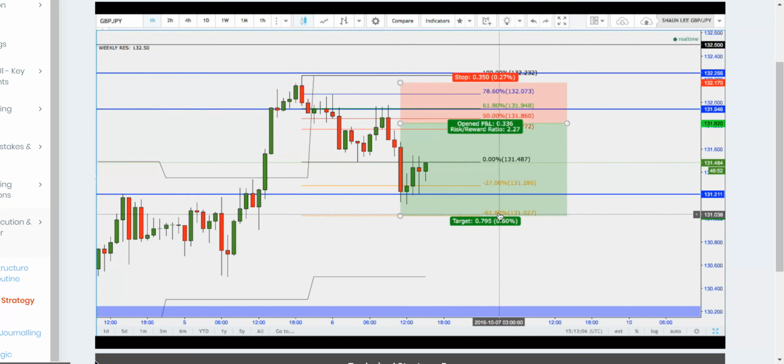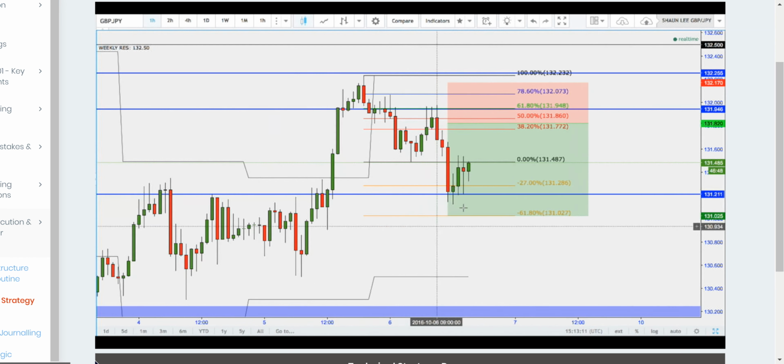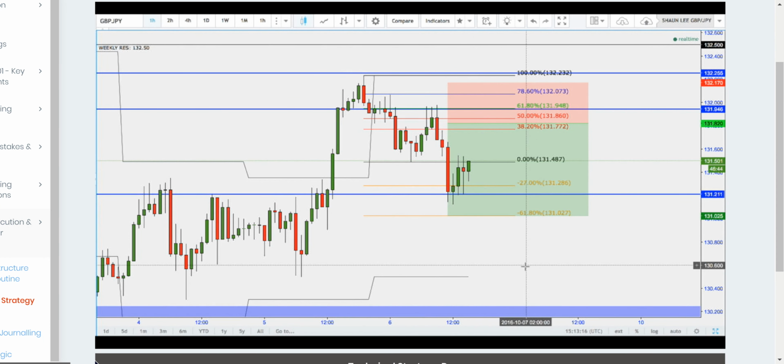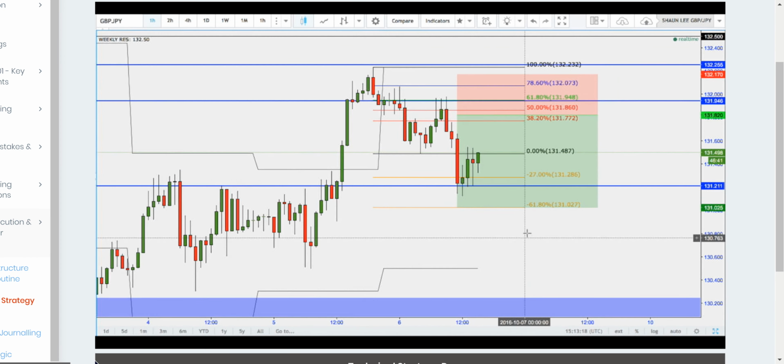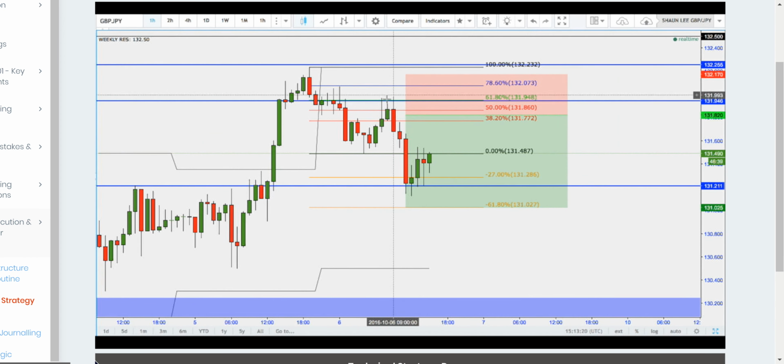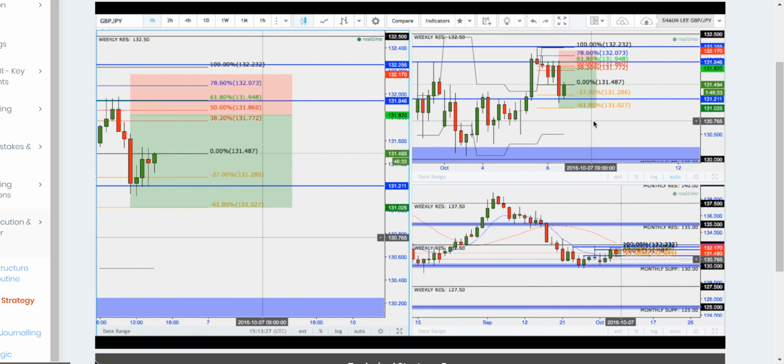I'm looking for my target 2. As you can see, target 1's been achieved. However, here I'm being ambitious because I do believe this could potentially come lower, back below this area of support, and maybe even come all the way back down to the monthly area as well. So that trade here was taken from a daily area of flat resistance, which again is very powerful if you get them drawn on correctly.